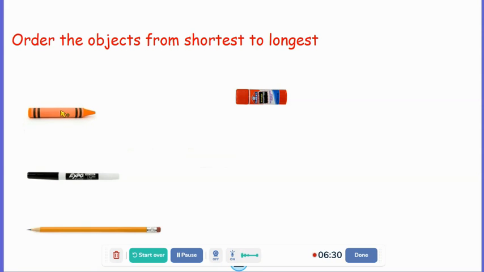So now I'm going to add my crayon here and my glue stick all the way up here. And now my items, or objects, go from shortest to longest. And it's very easy to see once they're all lined up to different lengths.